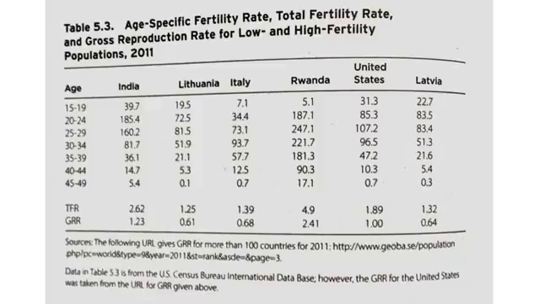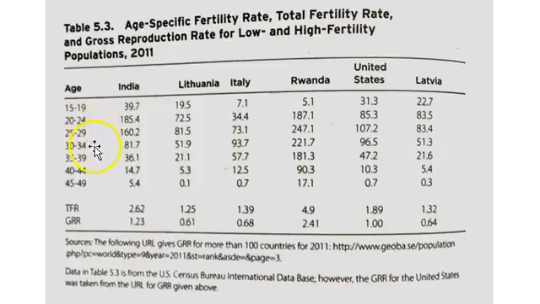Here's another international comparison that now breaks things down into different age groups, so we can compare the age-specific fertility rate along with the total fertility rate and the gross reproduction rate at the bottom there. So if we go across here, we can see the total fertility rate differences for India, Lithuania, Italy, Rwanda, the United States, and Latvia, and below that, the gross reproductive rate. And you see similar patterns. Recall that the gross reproductive rate is usually about half of the total fertility rate, because that's the total fertility rate for girls only. So it's about half of the births.